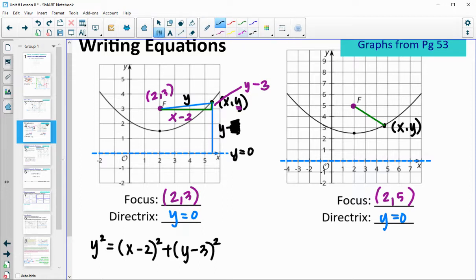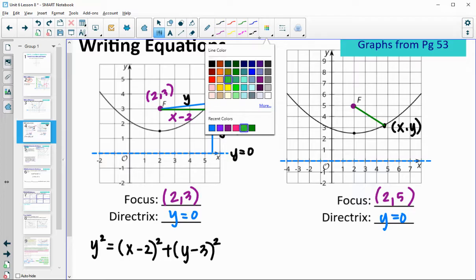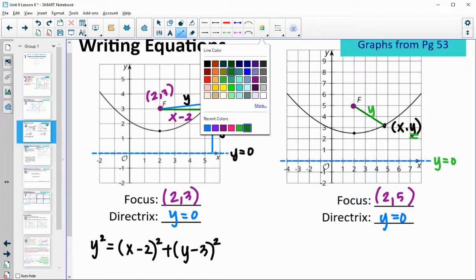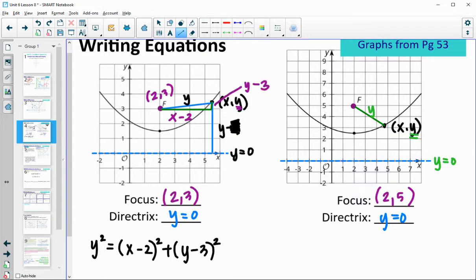So in this case, the y minus the directrix line of 0. So this y coordinate minus 0 is this length. And then we can set up the Pythagorean theorem again. So you do the horizontal and the vertical, that would connect those 2 points.